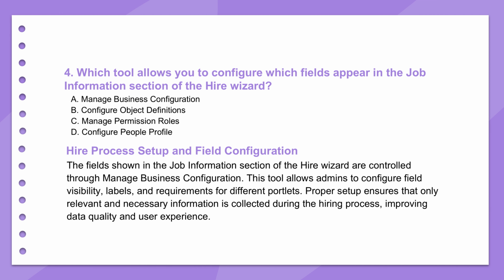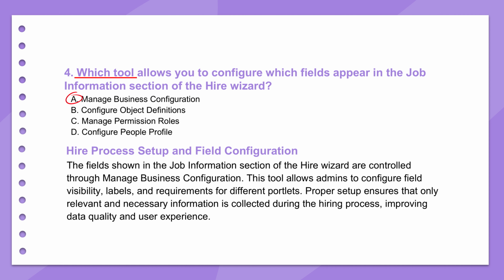Okay, let's focus now on customizing the user experience again, but this time during hiring. If you want to control exactly which fields show up in that job information section when you're using the Hire Wizard to onboard someone new, what's the main admin tool you'd reach for? Is it like object definitions, permission roles again, or something else? The tool you need here is definitely A, Manage Business Configuration.